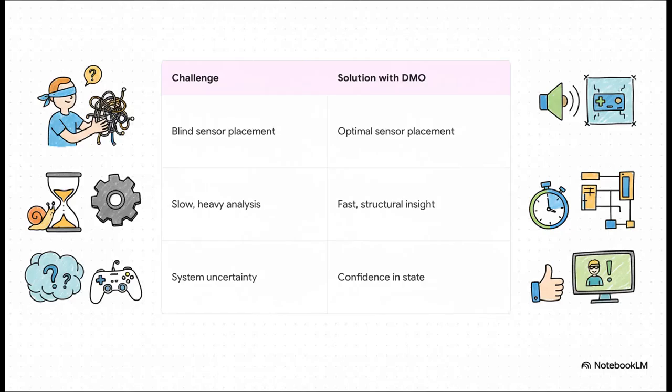This slide really just sums it all up perfectly. It's the before and after. Before DMO, you're just blindly putting sensors everywhere, hoping for the best. Or you're stuck running these slow, really heavy calculations. With DMO, you get smart, targeted sensor placement, you get fast insights from the graph structure, and, most importantly, you get the confidence of knowing what's actually happening inside your most critical systems.